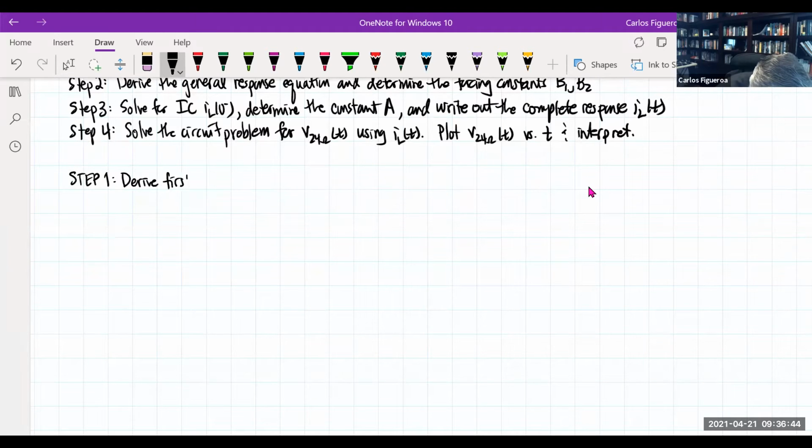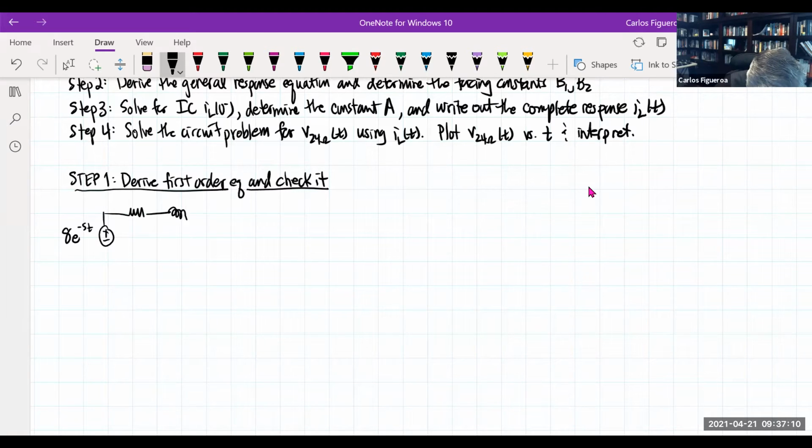Derive the first order equation and check it. So if I look at my circuit, what does my circuit look like? Well, I have an exponential source, which is 8e to the minus 5t. Then I have a resistor and an inductor. And then I have my second source, which is this 32 volt source. So I have my 24 ohm, I have my 8 Henry, and that's my circuit right there.